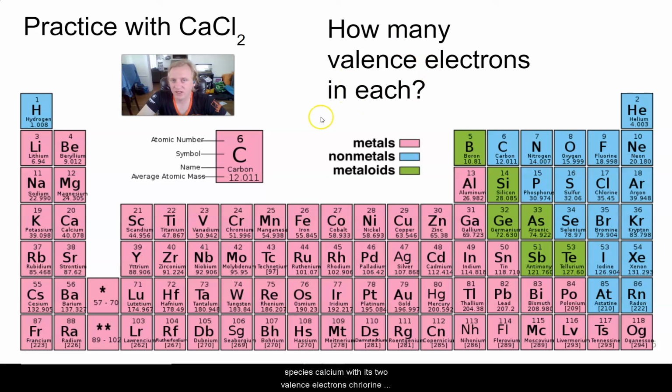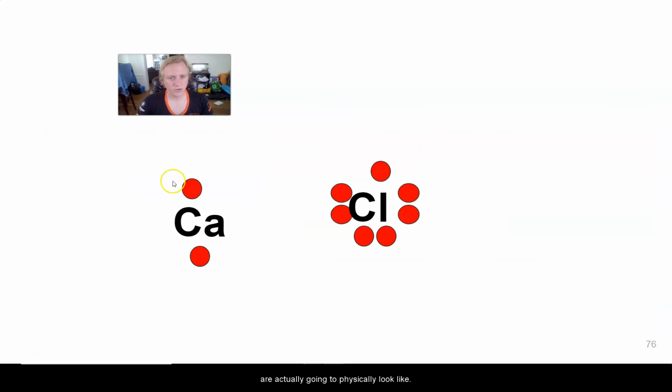How many valence electrons does each of these have? Calcium has 2 valence electrons because it's in the second group. Chlorine has 7 because it is in the 7th group. So here are our 2 elemental species, calcium with its 2 valence electrons, chlorine with its 7. And by the way, this is like the coolest thing ever, that you can predict what these chemicals are actually going to physically look like just by taking a peek at the periodic table. But let's look at the chemistry of it. Let's see what's actually going to happen here.